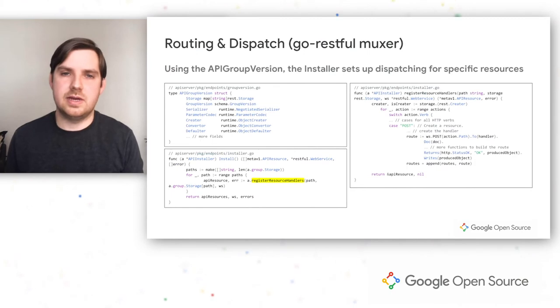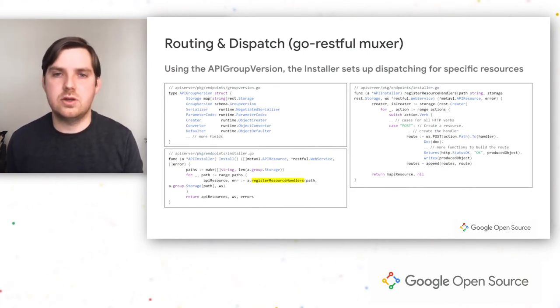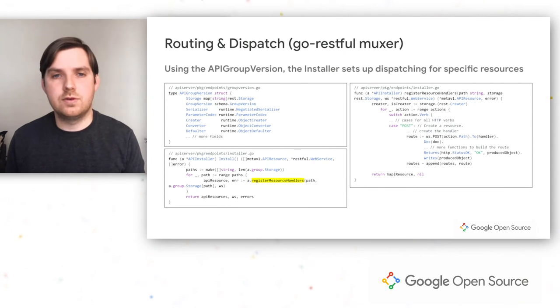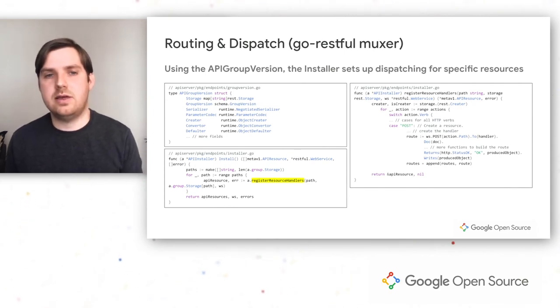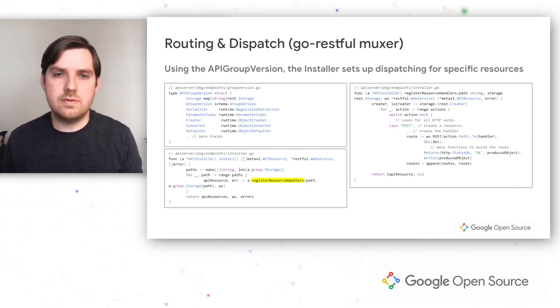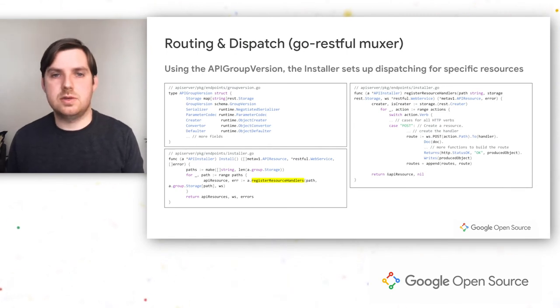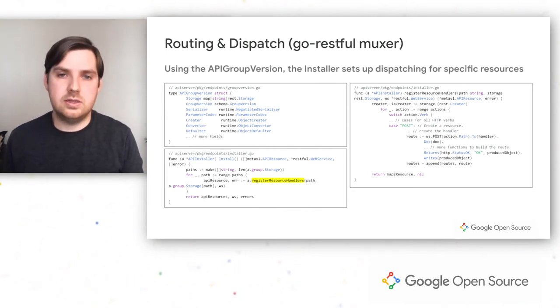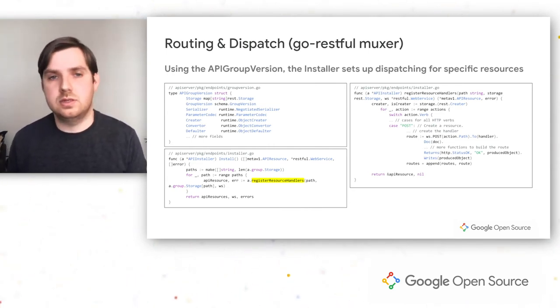Circling back to routing and dispatch that we mentioned earlier, we use an API installer to register the actual HTTP handlers that process the request that comes in. That install API method that we saw earlier, called when creating the generic API server, uses a library called go-restful for setting up a muxer that matches the request path with its proper handler. The way we configure the go-restful muxer is by starting with something called an API group version struct. API resources in Kubernetes are divided by group version. This indicates to the API installer which path these resources live at.